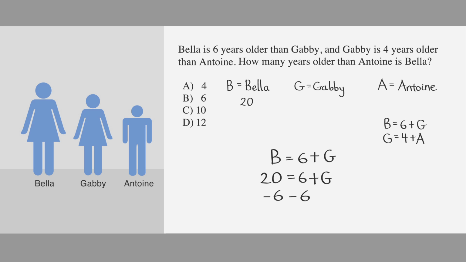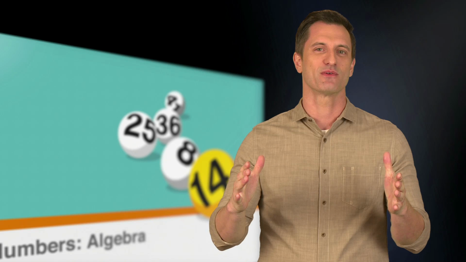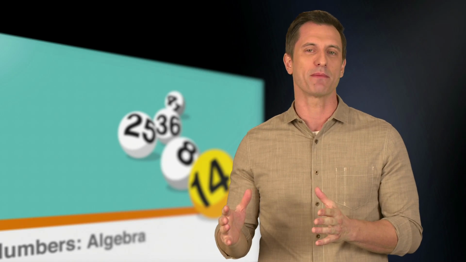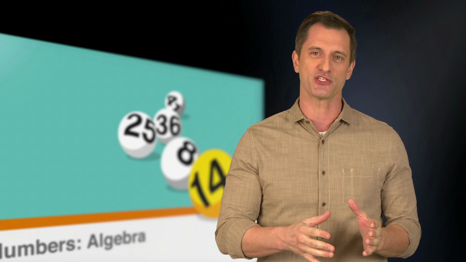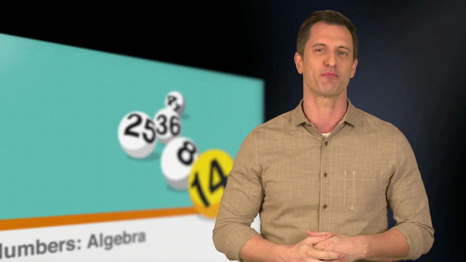Since Bella is 20, we can express this as 20 equals 6 plus G. Next, we subtract 6 from both sides. We get an answer of 14. So, Gabby is 14. All right, we're halfway there. We now know that by picking 20 for Bella, we found Gabby's age. We can use this information to get Antoine's age and then solve the problem.